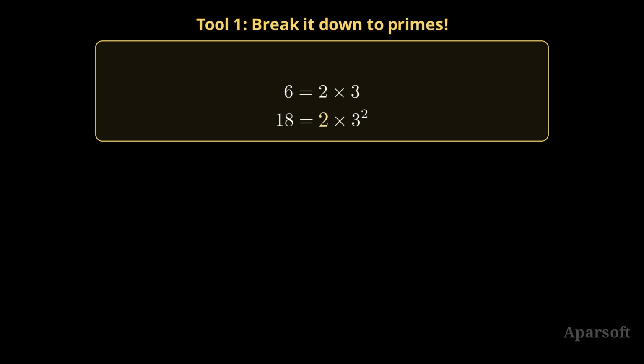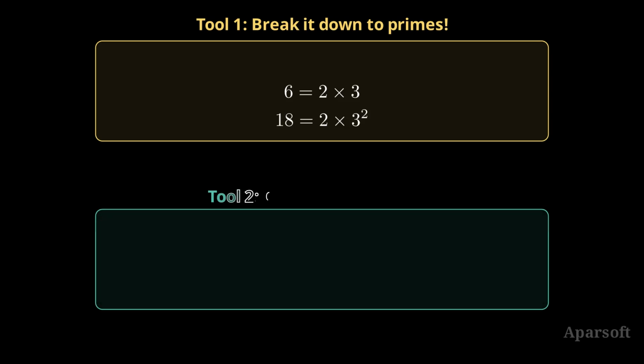Before we dive in, let us grab our two secret weapons. First, break every number down to its prime factors. 6 equals 2 times 3. Simple. And 18 equals 2 times 3 squared, because 9 is 3 times 3. Second, when bases match, add the powers. n to the a times n to the b equals n to the a plus b. For example, 2 cubed times 2 to the 4 equals 2 to the 7. We will use both of these over and over.